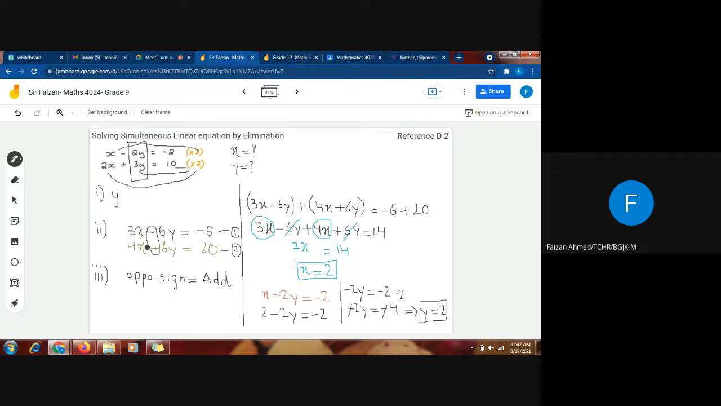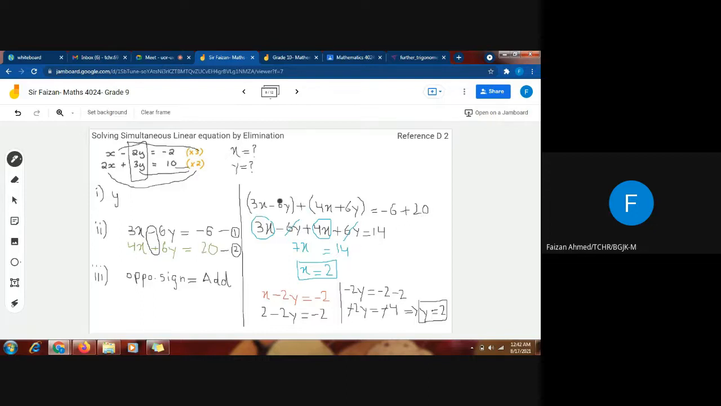And how will I add? I will just add the left hand side to the left hand side, and the right hand side to the right hand side. What is the left hand side? 3x minus 6y. I will write 3x minus 6y in bracket. Since I have to add them, I will make a plus sign. Then again the bracket. And what is the left hand side of the other equation? 4x plus 6y equals to, now I will add the right hand side. The right hand side is minus 6. Since I have to add them, plus 20. Minus 6 plus 20. Now I will remove this bracket.